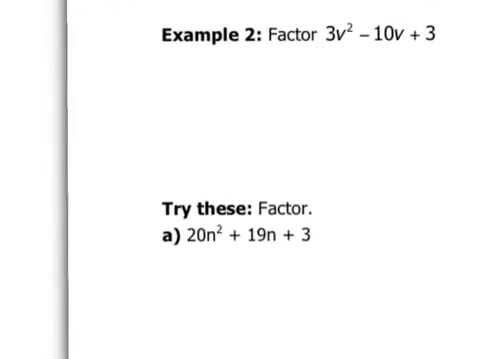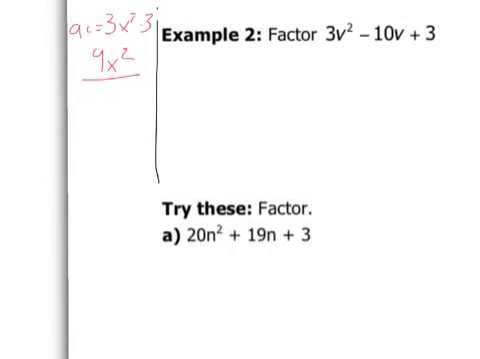So first thing I need to do is multiply A times C. Can we make them x's? Let's make them x's. So I have 3x squared, times 3. So what is 3x squared times 3? 9x squared, right? So I'm finding the factors of 9x squared, and I want the factors of 9x squared to add to negative 10x.